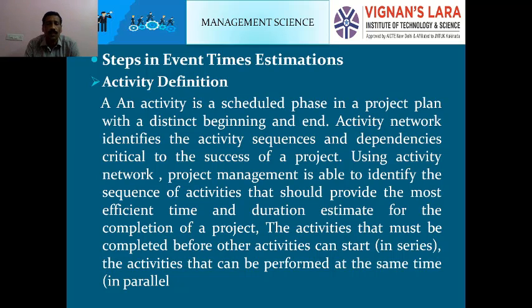Using an activity network, project management is able to identify the sequence of activities that should provide the most efficient time and duration estimates for the completion of a project. Some are activities that must be completed before other activities can be started. Others are activities that can be performed at the same time in parallel. A defined activity is such that when one activity is completed, the other activity starts, until the last.